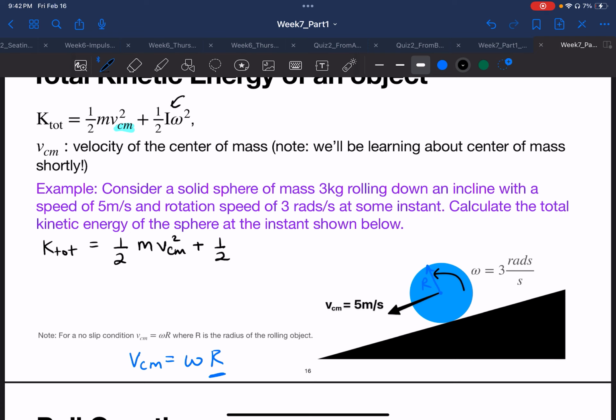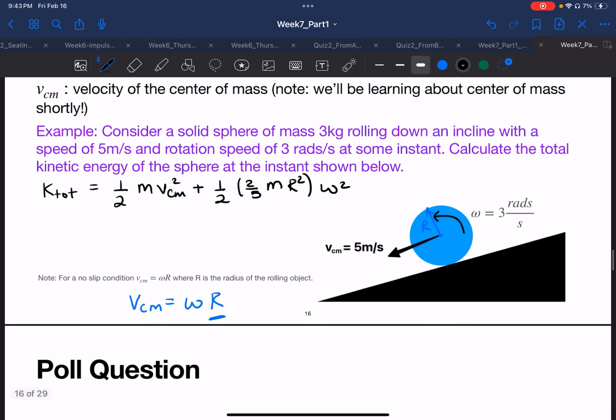mass times VCM squared plus 1/2 I omega squared. Now I is the moment of inertia of whatever geometry this is, and since this is a solid sphere, we'll go ahead and use I for a solid sphere, which is equal to 2/5 mr squared. Okay, so let's plug that in. 1/2 times 2/5 mr squared times omega squared. All right, so let's simplify things a bit. So the total kinetic energy is equal to 1/2 m v center of mass squared plus 1/5 m.